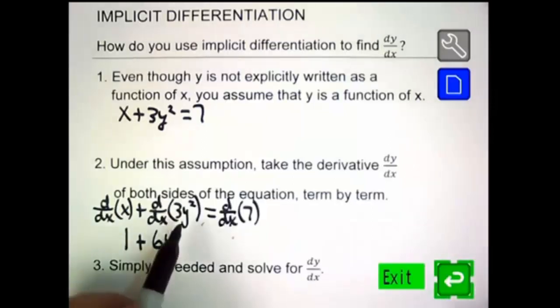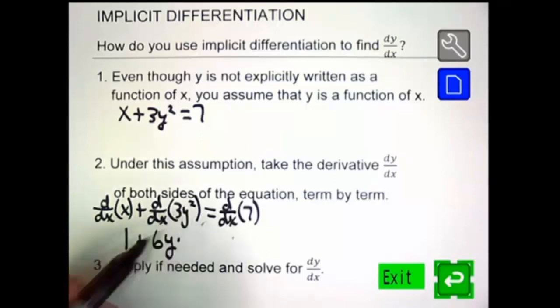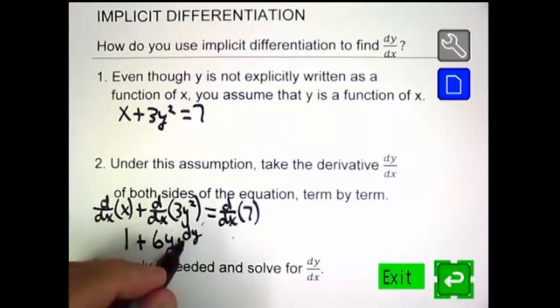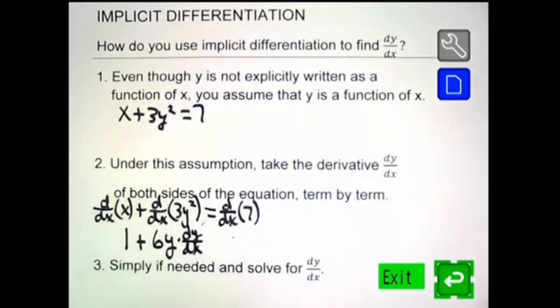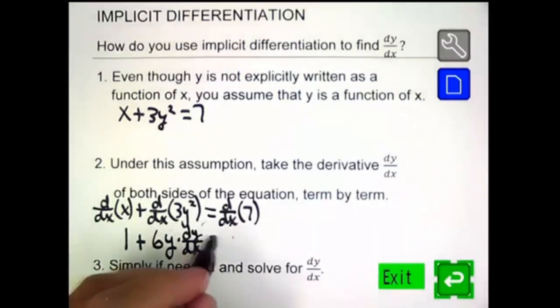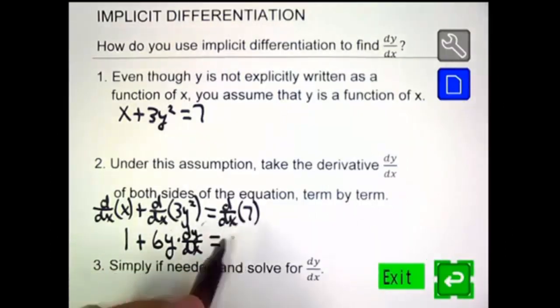So that's the same sense that I'm thinking of y back here. y is some function of x. So when I take 2 times 3 and get 6 and take the 2 down to 1 and get just y to the first, I still have to come back and multiply by the derivative of y, which symbolically is dy over dx. And the derivative of a constant is always 0, so the right hand side would be 0.